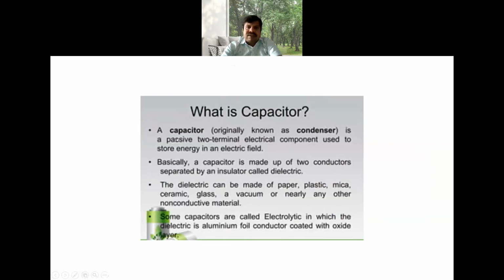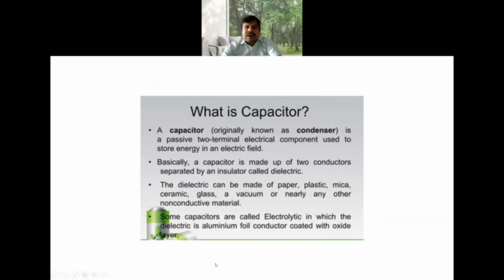Next topic is capacitor. A capacitor is a passive two-terminal electrical component used to store energy in an electric field. Capacitor is an energy storage device which is made up of two terminals or two electrodes. Okay, the two electrodes are separated by an insulator called dielectric. The dielectric can be made of paper, plastic, mica, ceramic, glass, etc.